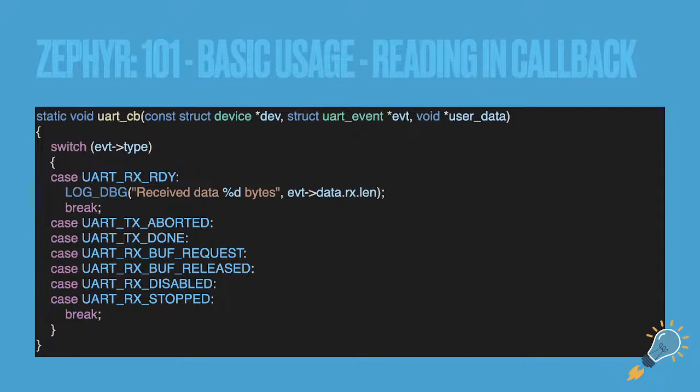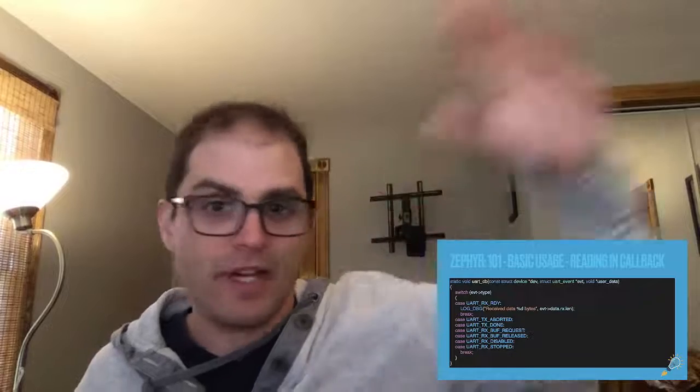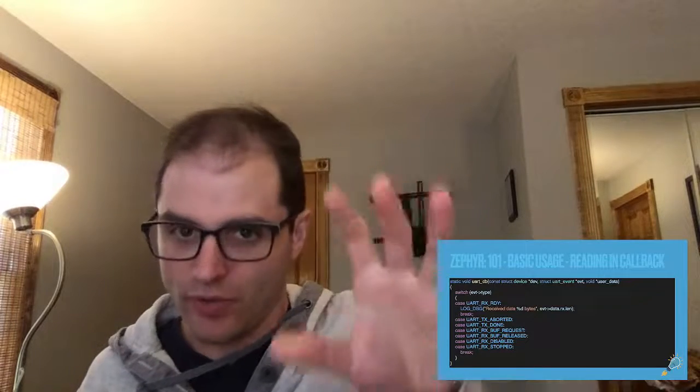And then here's the callback. So this is what I was talking about. You have a ready event, aborted, done, buff request, buff released, disabled, and stopped. So you can really go down a rabbit hole with this, where you can dynamically allocate memory into the buffer. It requests it, and once it's done, you can free it. You can go crazy here.